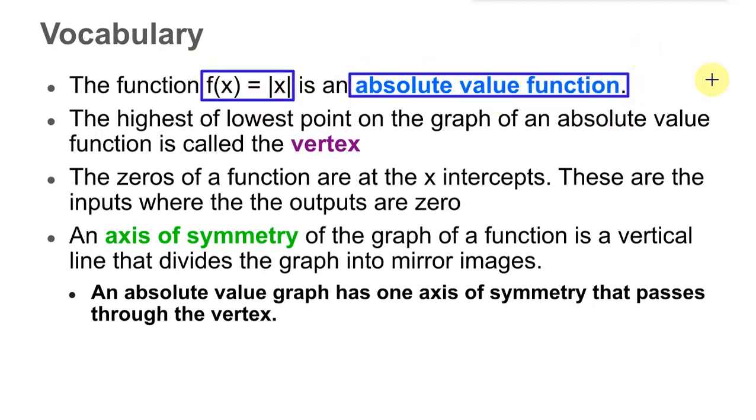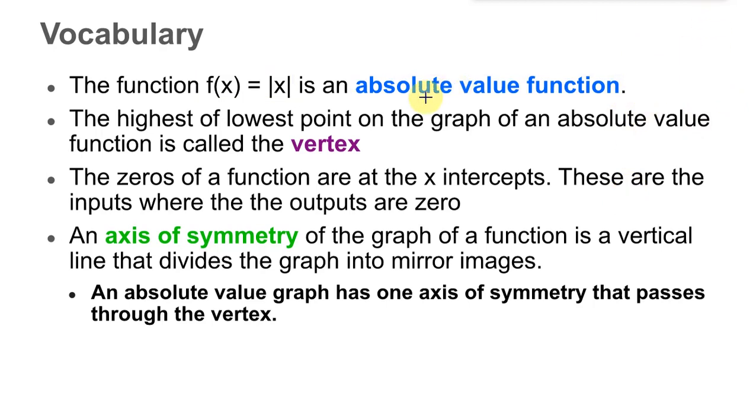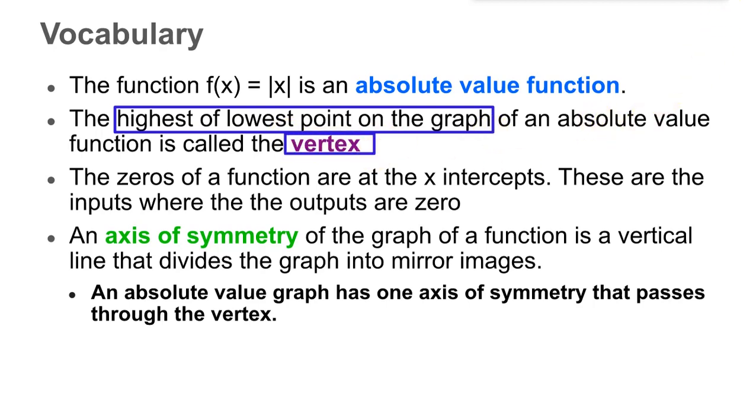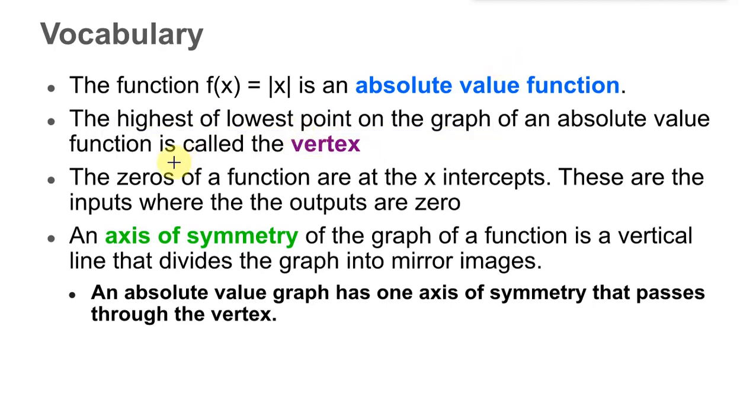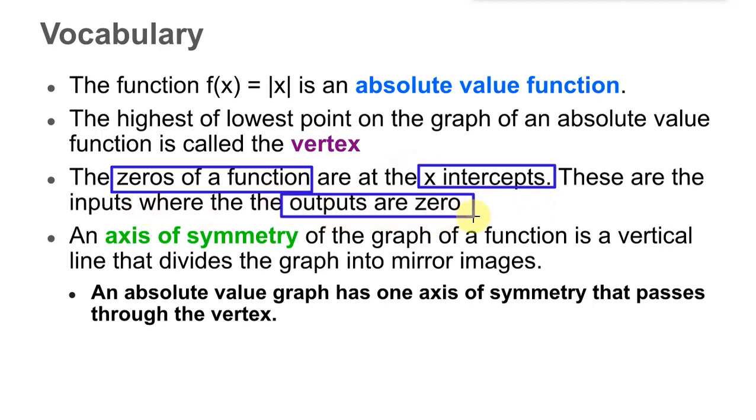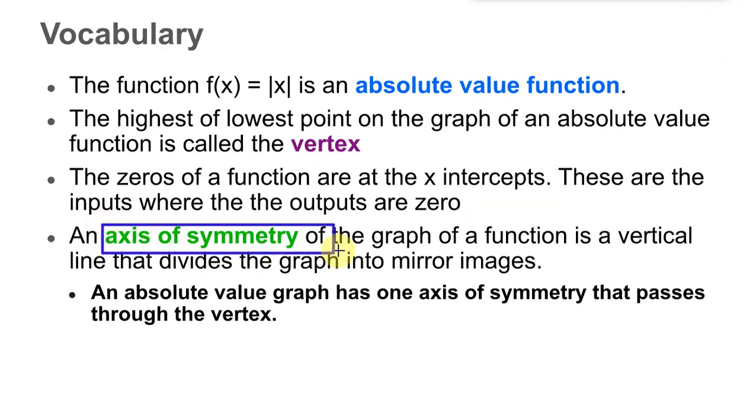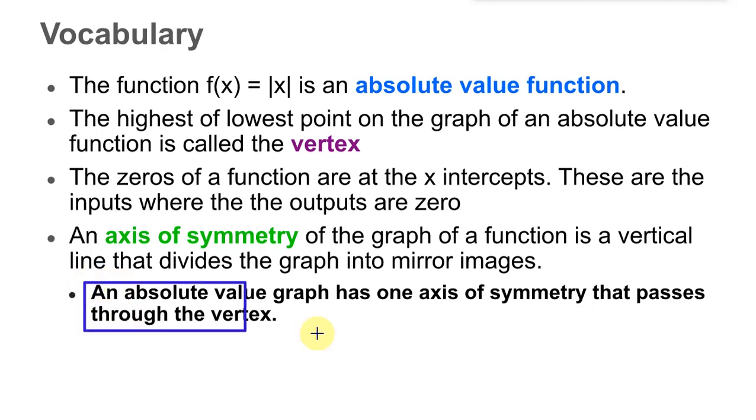This is an absolute value parent function. The highest or the lowest point of the graph is going to be called the vertex. And then the zeros of a function are the x-intercepts. Those are going to be located at the x-axis. These are the inputs where the outputs, or the y's, equal 0. And then, of course, the axis of symmetry is a vertical line that divides the graph into mirror images. And that axis of symmetry is always going to go through the vertex.